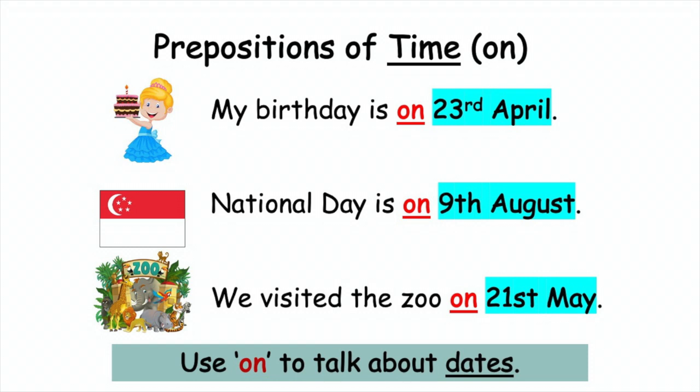Next, on. We use on to talk about dates. For example, I might ask you, when is your birthday? You might say, my birthday is on 23rd April. You can also say, National Day is on 9th August. You can also say, we visited the zoo on 21st May. So when it comes before a date, we use on.